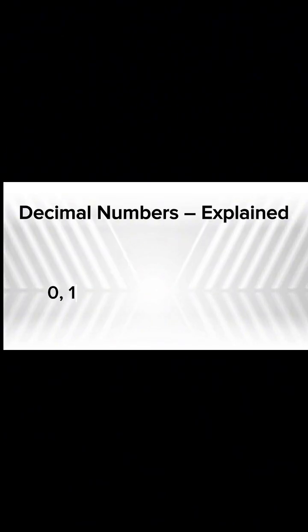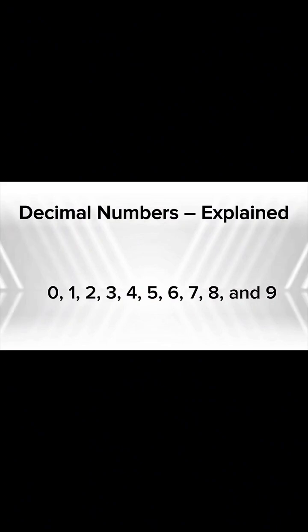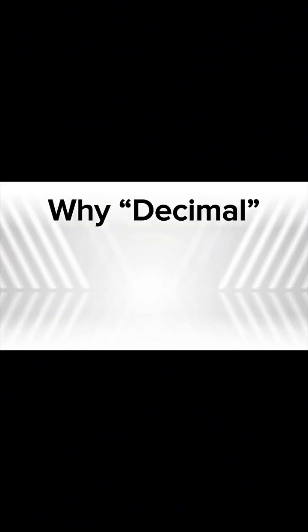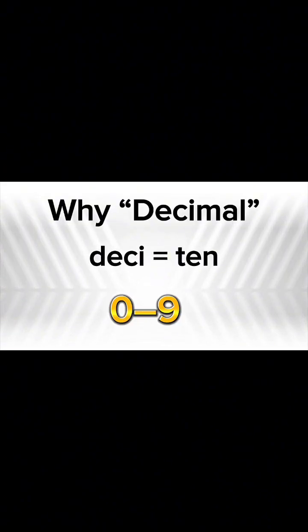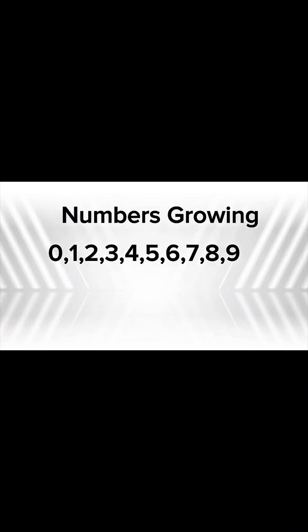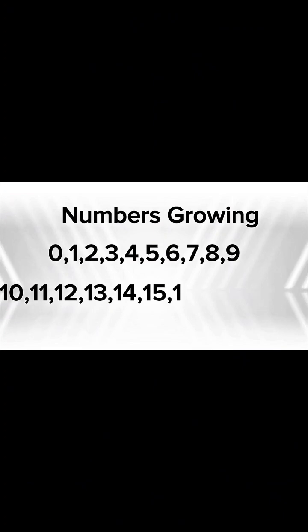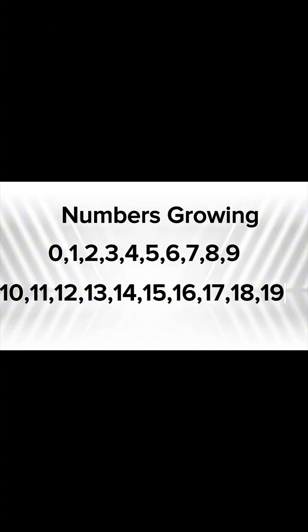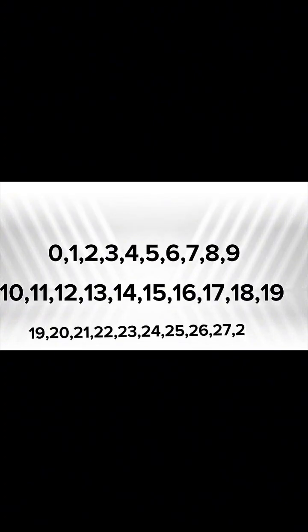Decimal numbers are the numbers we use every day. Think of them as the normal counting system. It is called decimal because deci means 10, and the system is based on 10 digits. When numbers get bigger than 9, we start combining digits. After 9 comes 10, one group of 10 and 0 left over. After 19 comes 20, two groups of 10 and 0 left over.